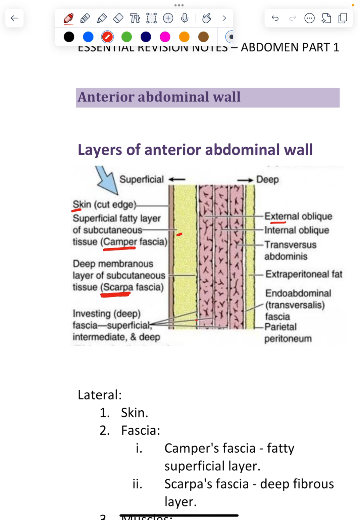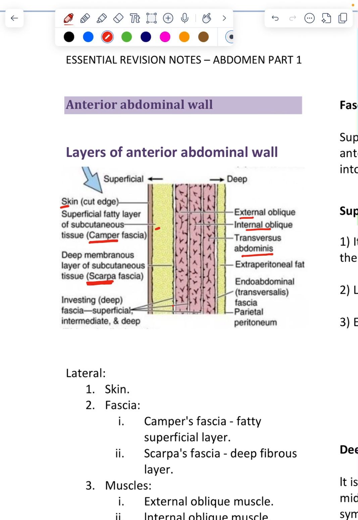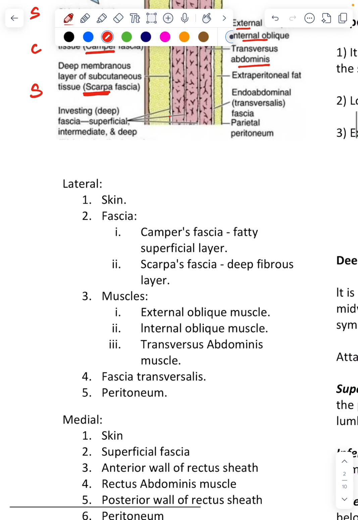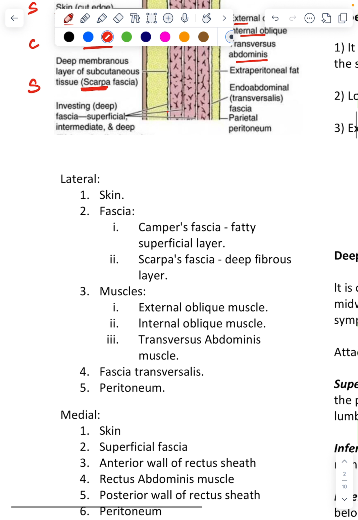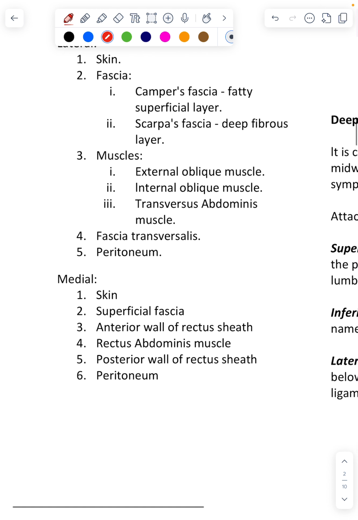Outermost muscle is external oblique, middle is internal oblique, and innermost is transverse abdominis. These are important because they continue into the scrotum and into the inguinal canal. So these layers we have to understand: outermost is skin, then Camper's or superficial fascia and Scarpa's, the deep fascia. Camper's fascia is the fatty superficial layer, Scarpa's is the deep fibrous layer, then muscles: external oblique, internal oblique, transversus, then fascia transversalis.